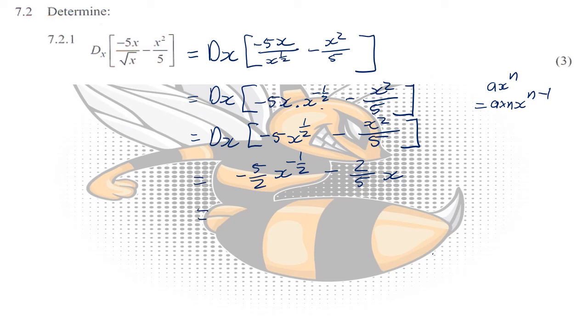Now, we normally like to write it so we don't have any negative exponents. So we know that a half is the same as the square root, and the negative meaning it needs to go down to the denominator. So we have 5 over 2 square root of x minus 2 over 5x. And that would then be our derivative.